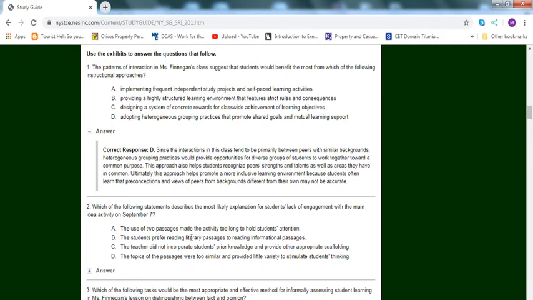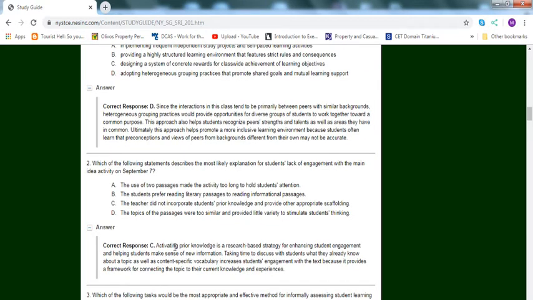The use of 2 passages makes the activity too long to hold student attention. The students prefer reading literary passages to reading informational passages. The teacher did not incorporate students' prior knowledge and provide other appropriate scaffolding. The topics of the passages were too similar and provided little variety of stimuli. So if you read the passage, the answer might be C. And as you can see, activating prior knowledge is a research-based strategy.